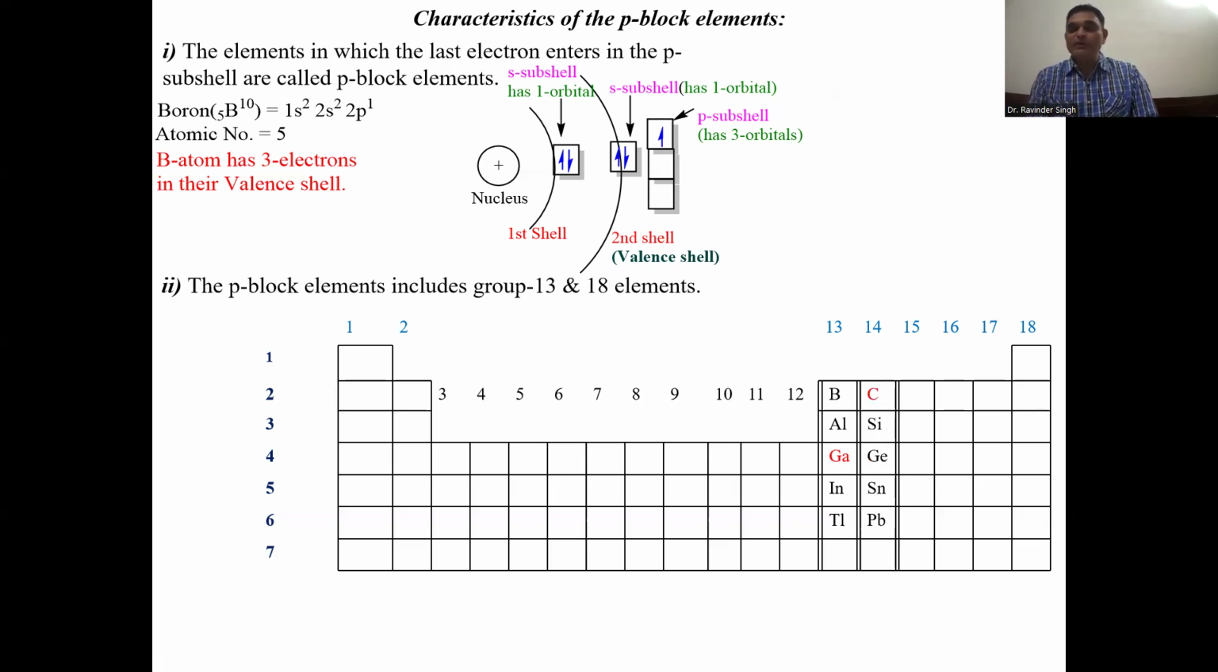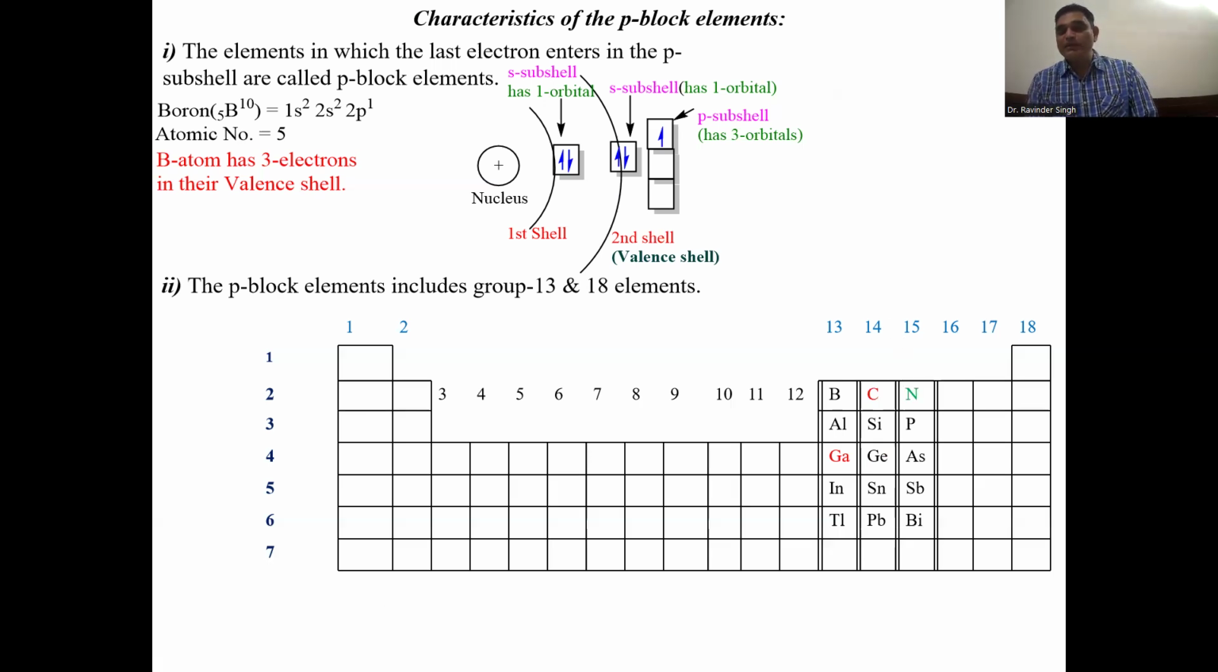In group number 14, the first element, that is the second period element, is carbon. The next after carbon is silicon, the third period element. Next one is germanium, the fourth period element. Tin, fifth period element. Lead, the sixth period element. These are the group number 14 elements.